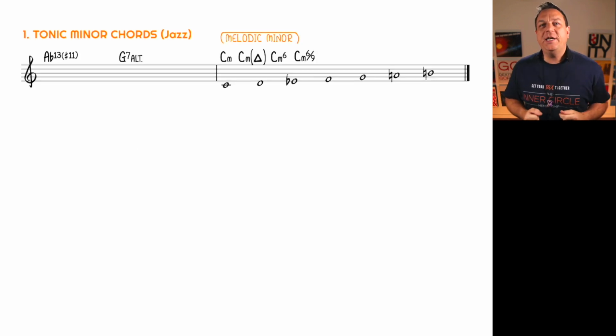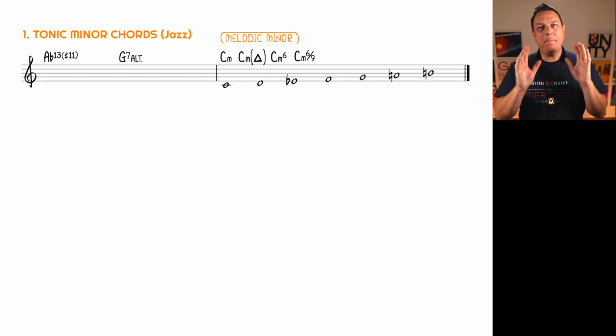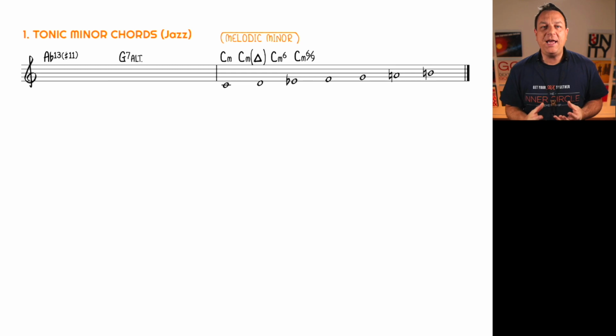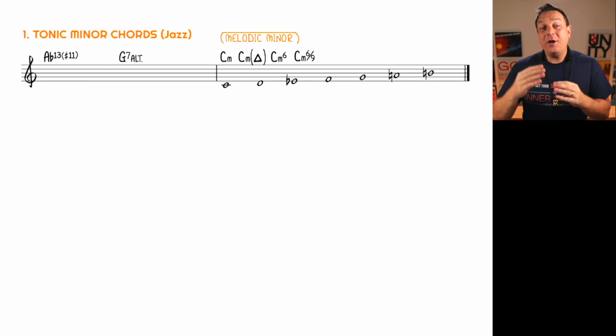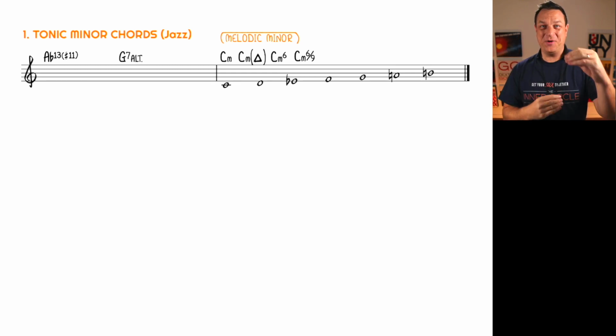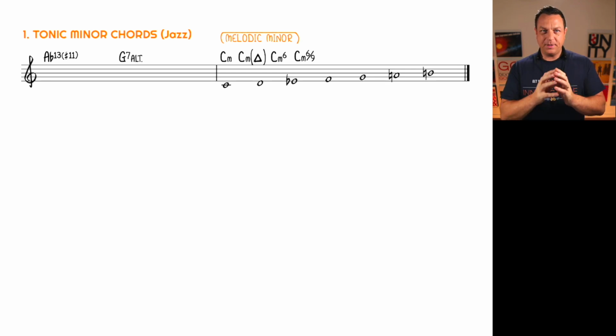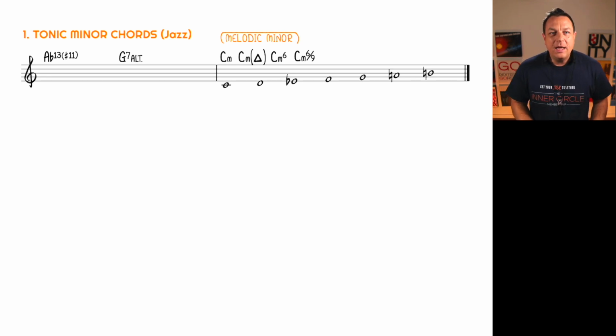Okay, first context we're going to look at is tonic minor chords. That is where your minor chord is the home key. Now in jazz, we're going to look through a couple of different contexts within the context, but let's say we're in a jazz context. Our home key is C minor. A typical cadence which might get you there is something like this. You've got A flat 13 sharp 11, G7 altered, and then back to C minor.